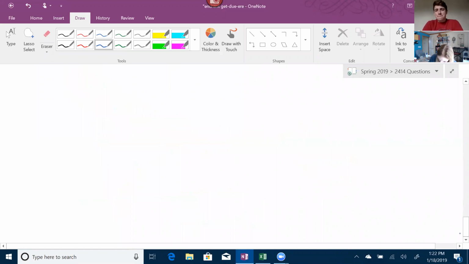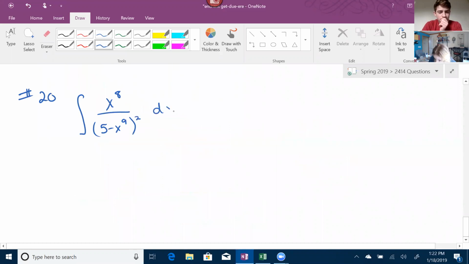Okay, so this is number 20 on the boot camp review. It's the integral of x to the 8 over (5 minus x to the 9th) squared dx. The big thing that you learn in Cal 2 is how difficult it is to integrate. It's easy to differentiate. We have quotient rule, product rule, chain rule, all of these rules. That's not true for integration.